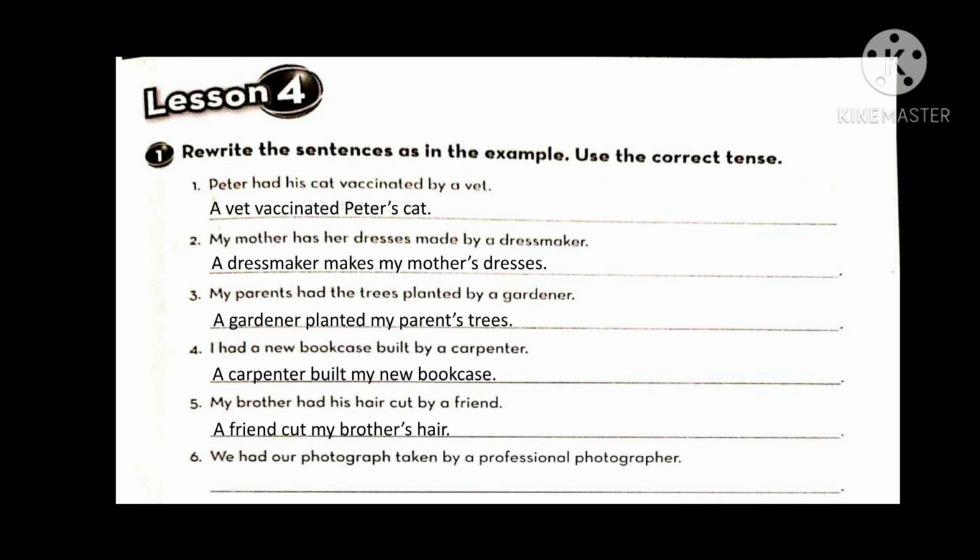A friend cut. Cut, this is its form: cut, cut, cut. So this is a simple past form. Number 6, we had our photograph taken by a professional photographer. Okay, a professional photographer is the subject. So we start with the subject. A professional photographer. What had? We have had. So took our photograph.